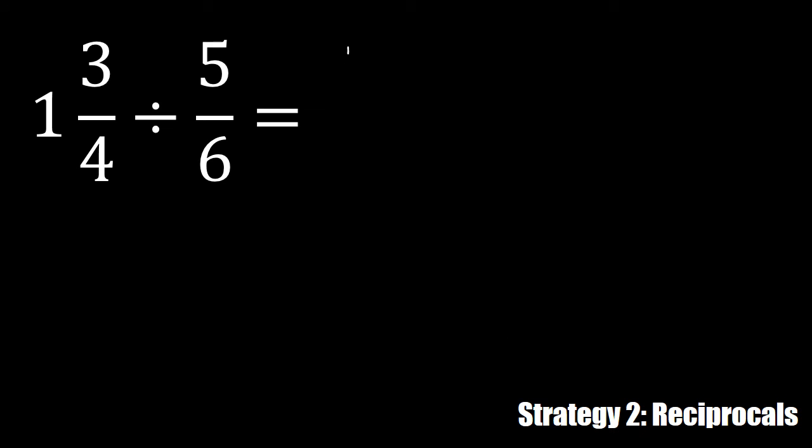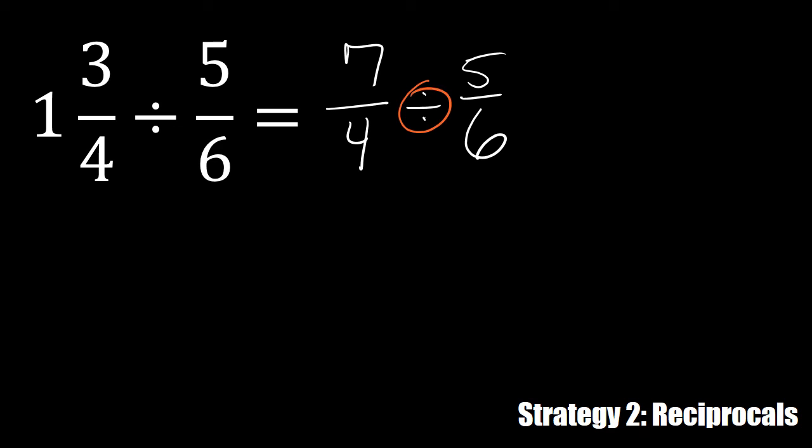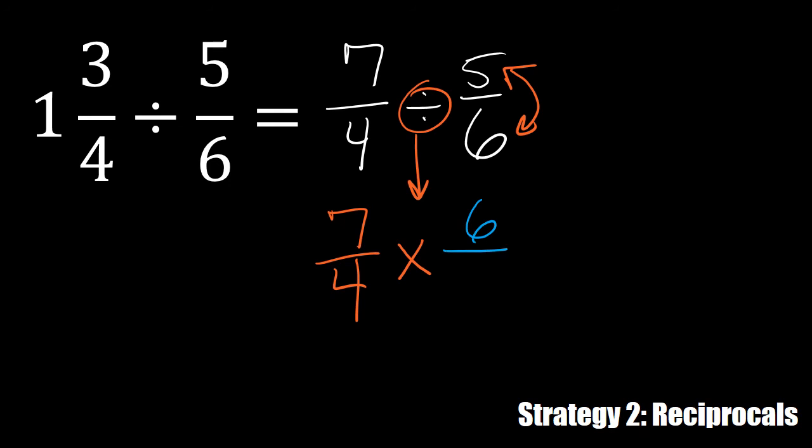So you guessed it, we have 7/4, just like in our last example, divided by 5/6. So the rules in using the reciprocal: the division sign turns into a multiplication sign. First fraction stays the same. And the second fraction, I'm going to flip-flop the numbers. So now I'm going to have 6 in my numerator and 5 in the denominator. And now I'm just going to multiply.